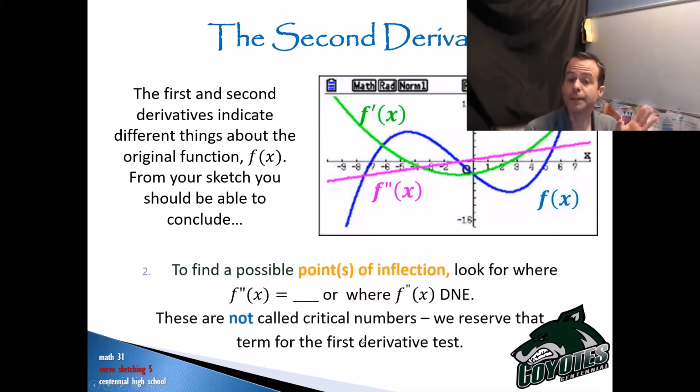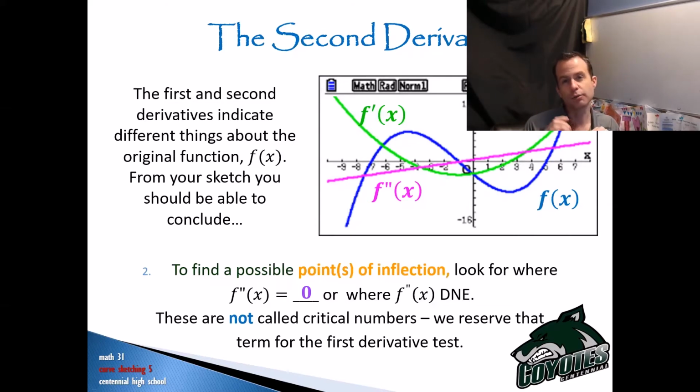So, to find possible points of inflection, what we're essentially doing is looking for when the second derivative equals 0 or when the second derivative doesn't exist. That's just like what we were looking for with the first derivative when finding critical numbers. It's the exact same process. We put them on a number line, test to the left and to the right, and if we see a change from positive to negative or negative to positive, we know we have a change in concavity, which means we have a point of inflection. All of that is going to feel very familiar to you today.